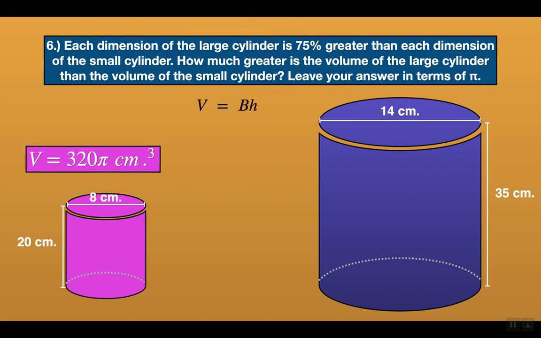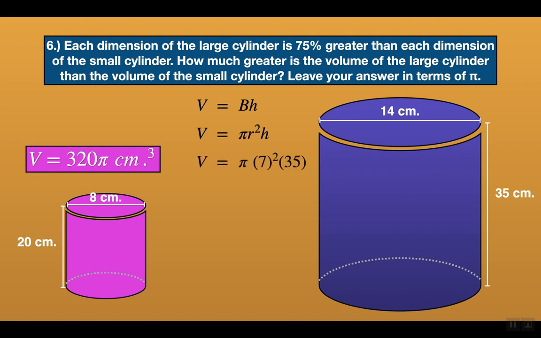I'm going to start with my formula, and I'm going to make sure to substitute for capital B. I'm going to substitute pi r squared. Now they give us the diameter of the purple cylinder. The diameter is 14, so I've got to divide it by 2 in order to get the radius of the purple cylinder. So obviously the radius is going to be 7. Let's substitute the radius and the height of the purple cylinder into the formula.